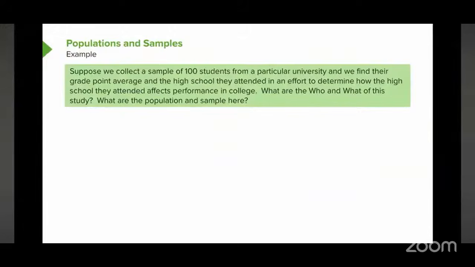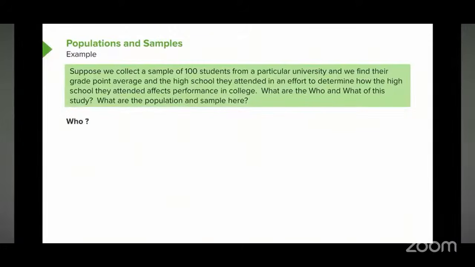So for example, suppose we collect a sample of 100 students from a particular university, and we find their grade point average, and we look at the high school they attended, in an effort to determine how the high school that they attended affects their performance in college. The questions that we want to answer are, what are the who and the what of this study, and what are the population and the sample here?